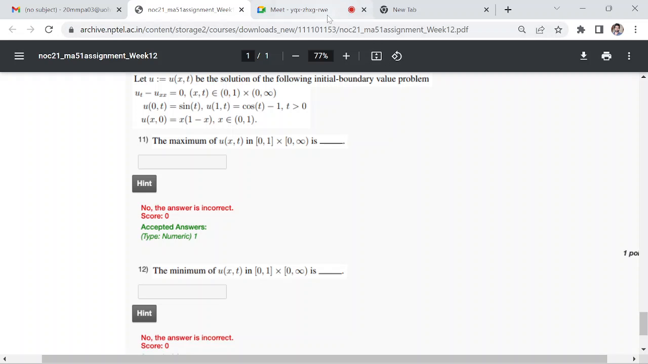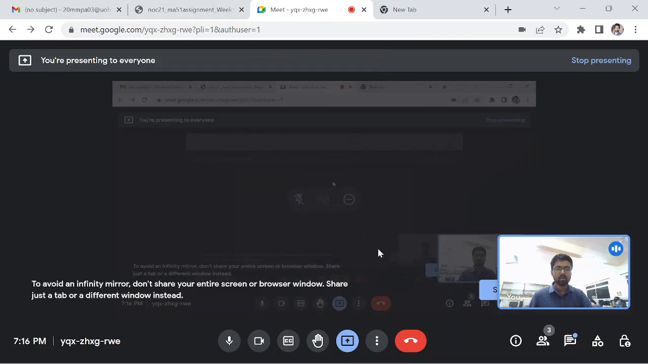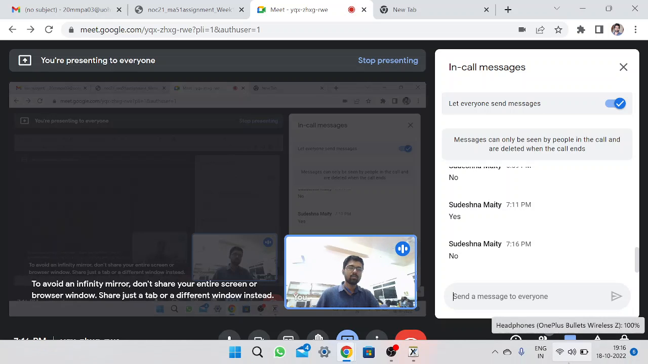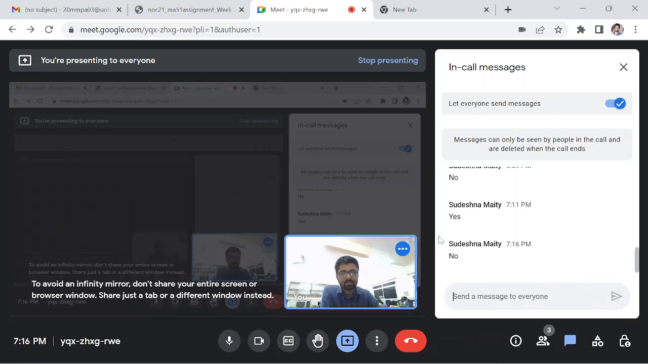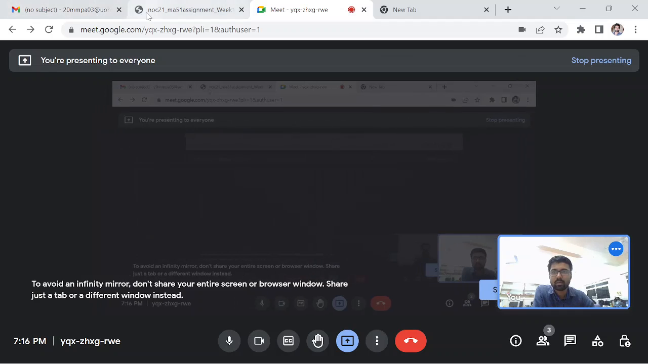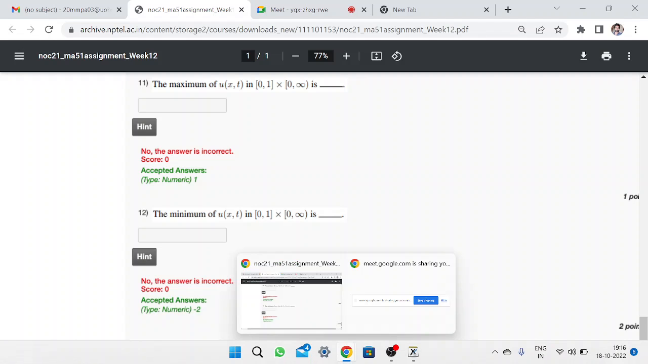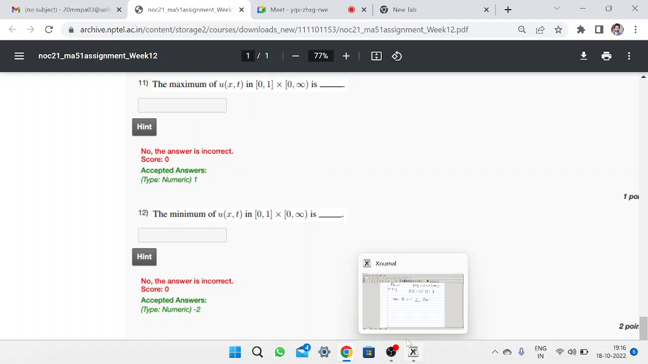Okay, do you have any question from question number 11? Do you have any question or not? Otherwise, I will move to question number 12. That is the last question. No? Okay, fine. Question number 12 is the same thing. Minimum value also attains on the boundaries. Now you have to find the minimum of those sin t, cos t minus 1 and x into 1 minus x. So let me just write.